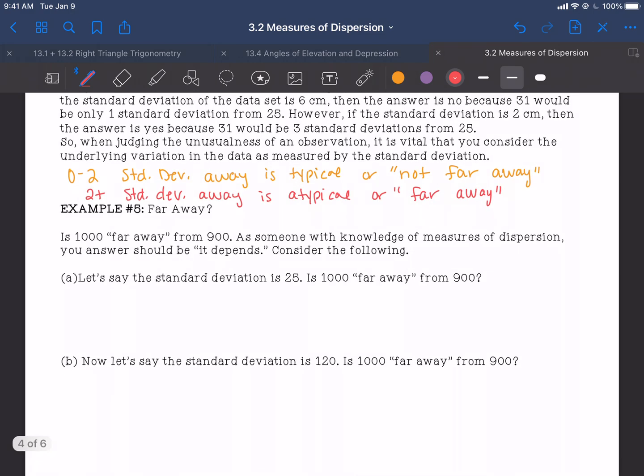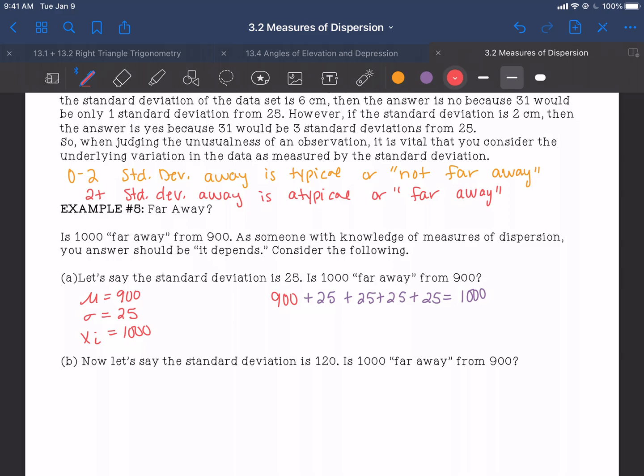As someone with knowledge of measures of dispersion, your answer should be depends, and it depends on what the standard deviation is. So, let's say the standard deviation is 25. Would we consider 1,000 to be far away from 900? Well, our mean is 900, our standard deviation is 25, and the value we are interested in is 1,000. So I'm thinking, if I take the number 900, how many times do I have to add 25 to get to 1,000? Well, it would have to be 4 times.